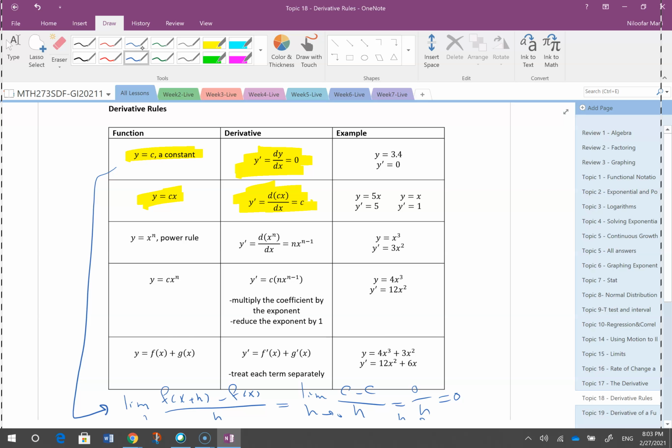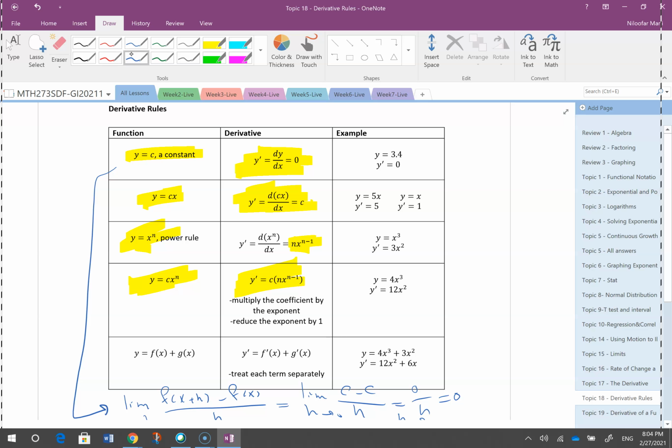I can prove this similarly. If I have x to the power n, the derivative is n times x to the power n minus 1. So x squared gives 2x, and x cubed gives 3x squared. How about if I have cx to the power n? If you have c multiplied by any function, the derivative is c multiplied by the derivative of the function. You just multiply it with c.